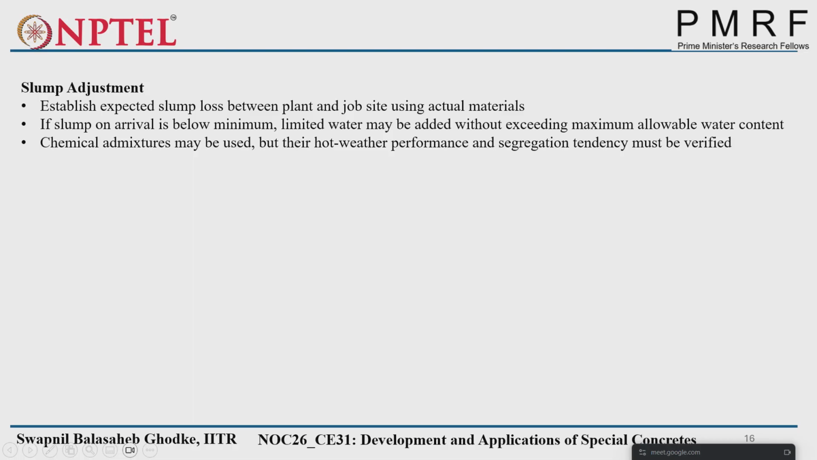Suppose the slump on arrival is below the minimum; limited water may be added without exceeding the maximum allowable water content. Which maximum condition, according to the code? We have the European code, the Indian Standard code, the American code. According to those, we have to get the maximum water-cement ratio condition, and we have to follow it. We cannot add more water beyond that.